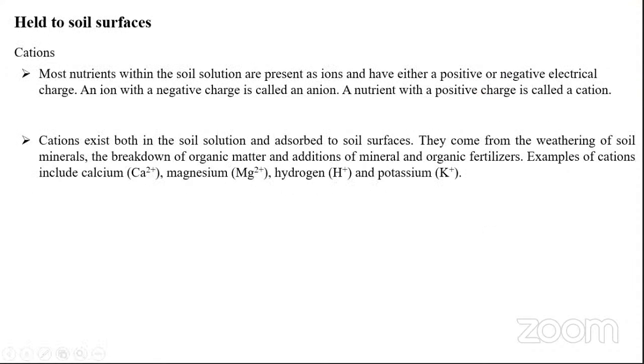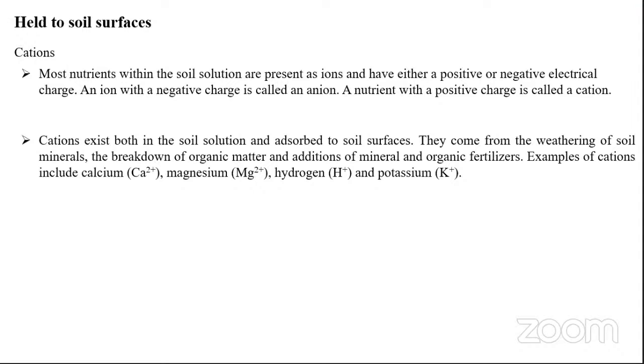Mostly, students, cations, cat meaning positive charges. Soil nutrients are of two types: positively charged and negatively charged particles. The positive are called cations, and the negative are called anions. Most of the cations exist in the soil solution or are adsorbed, that is, attached to the soil surfaces. They also come from mineral breakdown and weathering, and some from organic decomposition. Examples of cation nutrients are calcium, a divalent cation, magnesium, also divalent, hydrogen and potassium. These are the major important cations present in the soil solution.